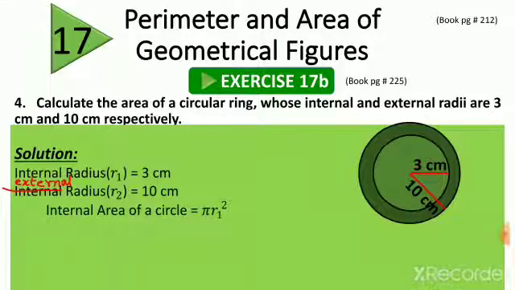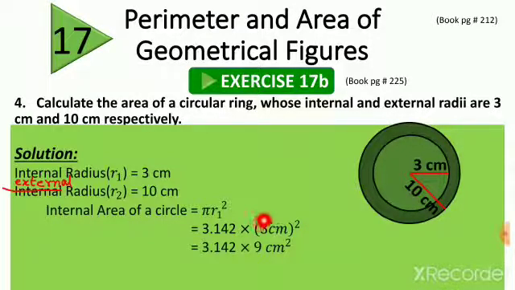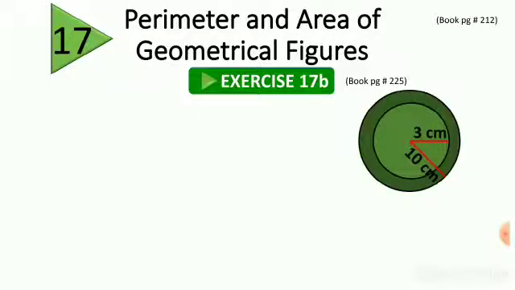Now the internal area of a circle is equal to pi r1 square. I have written r1; r1 is for the internal radius. So we will use the value of this one. Put the values of pi and r1 square. R1 is 3 centimeter, so we have written 3 centimeter here. Now the square of 3 centimeter is 9 centimeter square. Multiplying these, we have got 28.278 centimeter square.